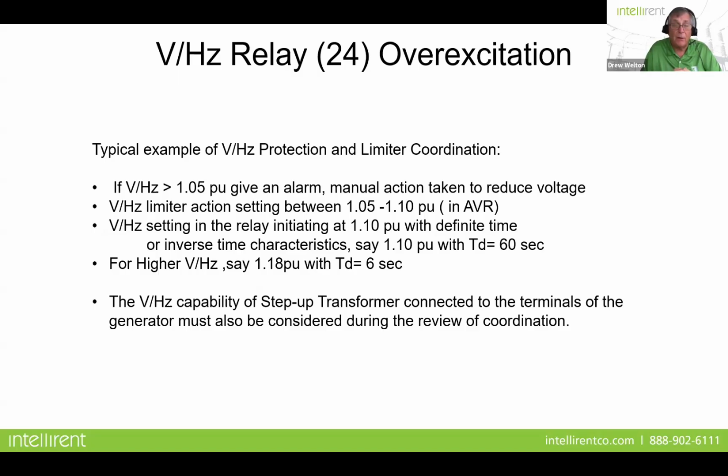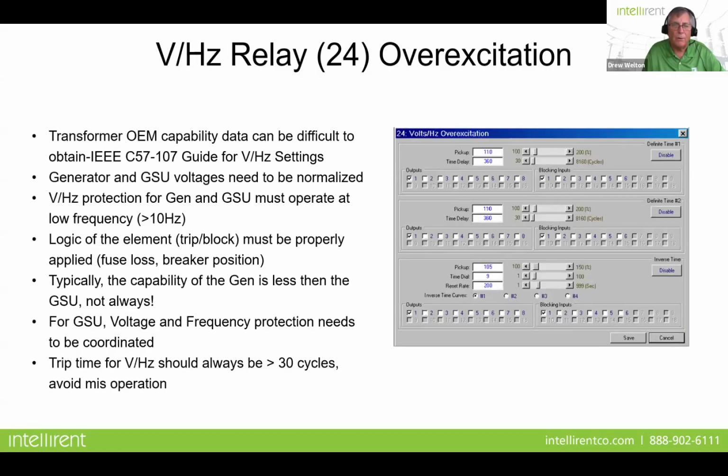Limiter settings can be anywhere from 1.05 to 1.1 per unit. And then you might want to initiate some tripping in, say, 60 seconds if you get to 1.1. And then for much higher volts per hertz conditions, it'll be much quicker, say in six seconds, or if it goes real high, instantaneously. Again, it's important to check with the withstand capabilities of the transformer itself, and of course the generator.